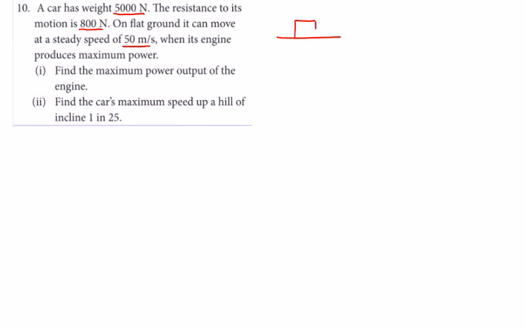We have a car on flat ground. There's a resistance of 800 newtons. So if it's a steady speed, there has to be 800 driving it forward. So the power is that 800 by the steady speed, that tractive effort by V, or TV, and the speed is 50. So that's 40,000, and power is in watts, so that's 40 kilowatts for the power on the flat ground.